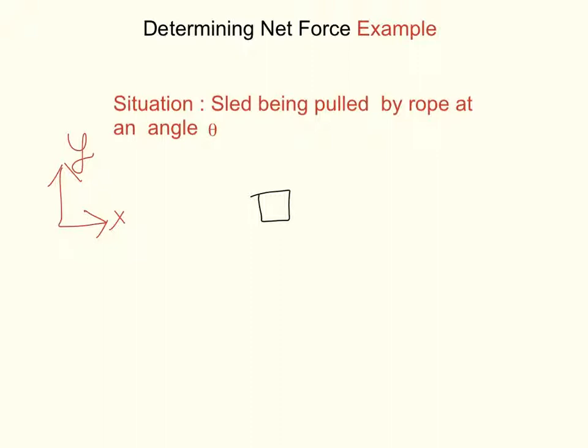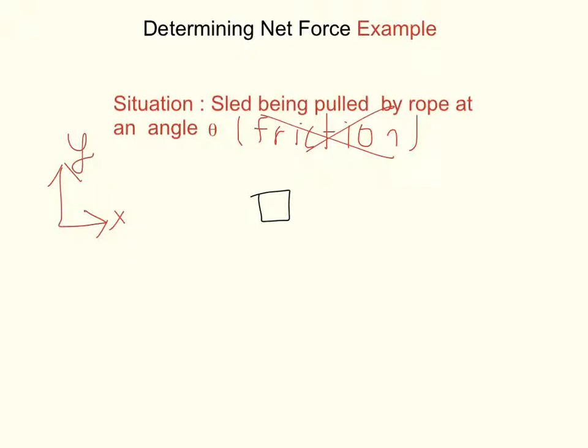So our example will have a sled being pulled by a rope at an angle of theta. And as a side note, we're going to consider that this surface is frictionless. So this means that we will not need to worry about friction at all. No friction.